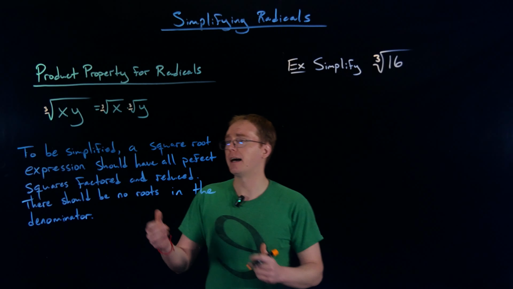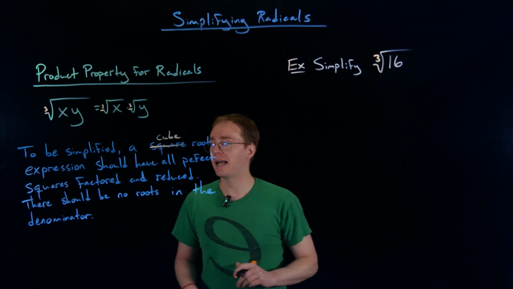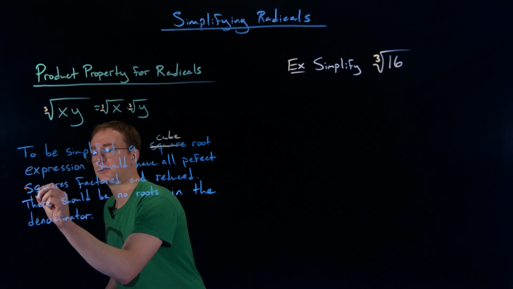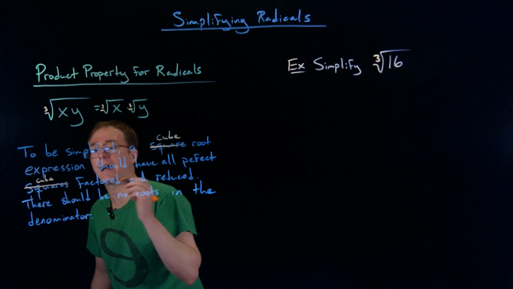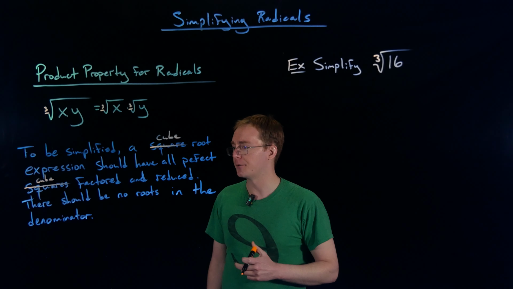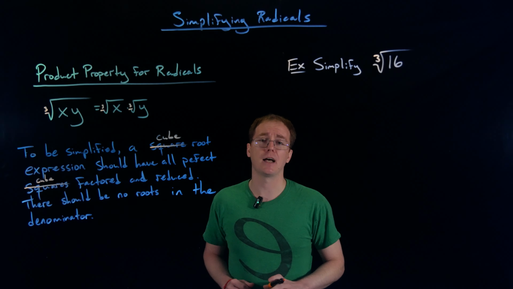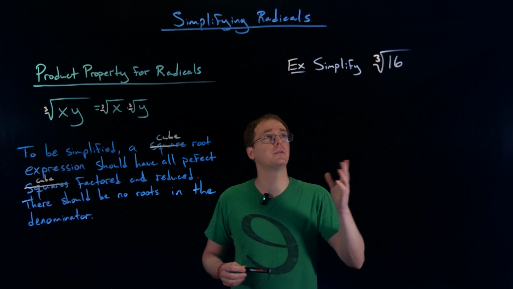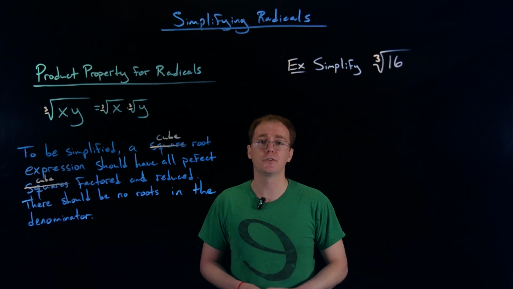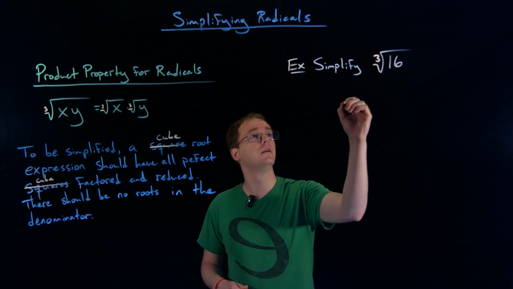Also, to be simplified, a cube root expression should have all perfect cube factors, or perfect powers of 3, factored out and reduced. And there should still be no roots in the denominator, but this time no cube roots. So let's go ahead and look at some examples of simplifying some of these cube root expressions, starting with simplifying the cube root of 16.